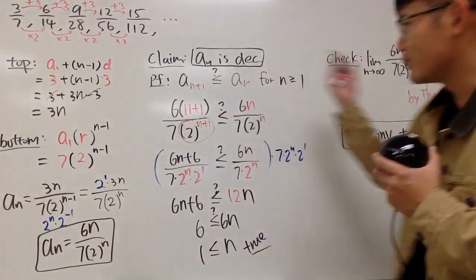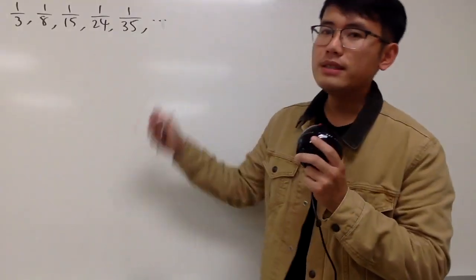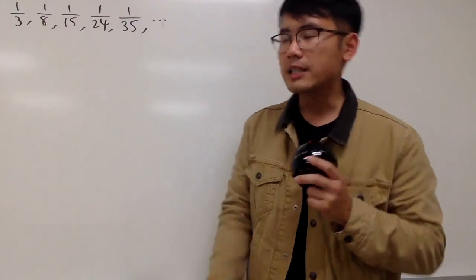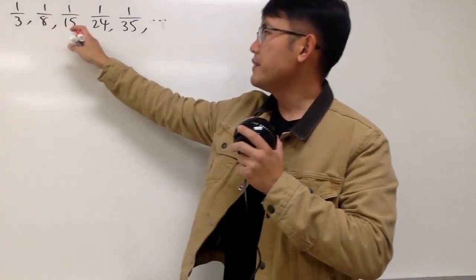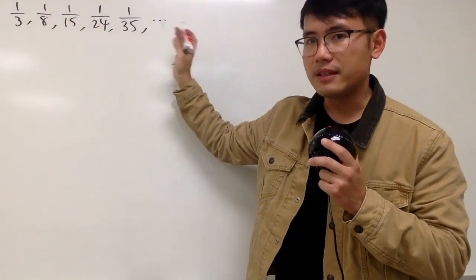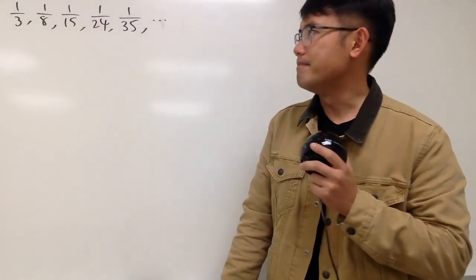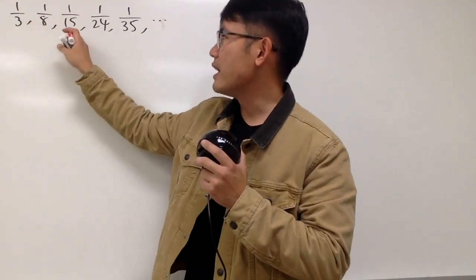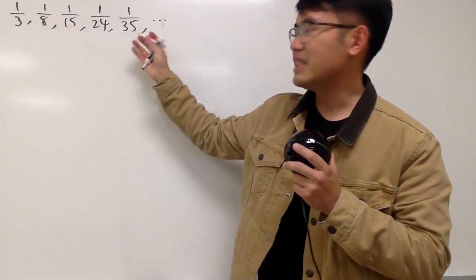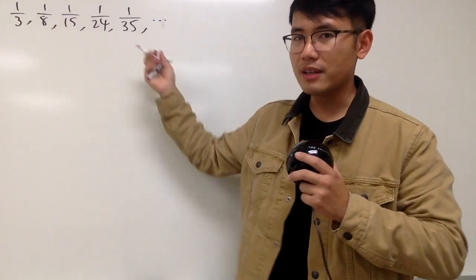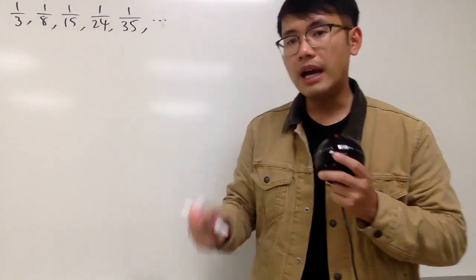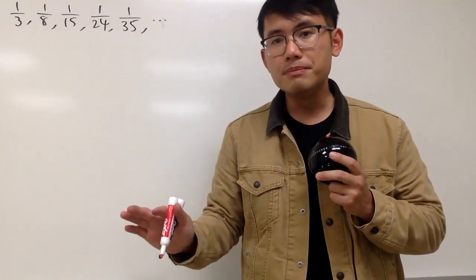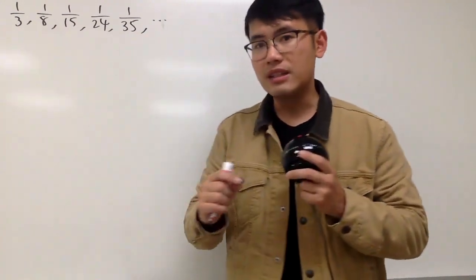Okay, let's take a look at the sequence and notice that we have all the ones on the top. So that's very nice. And on the bottom, we have 3, 8, 15, 24, 35, and so on. Notice that if we look at this as plus 5, plus 7, plus 9, plus 11, okay, that's good because the next one will be plus 13 on the bottom. And notice that this right here is actually not an arithmetic sequence because the difference is not the same.